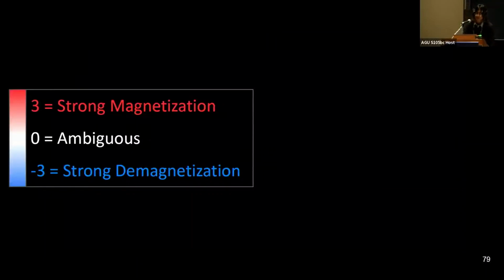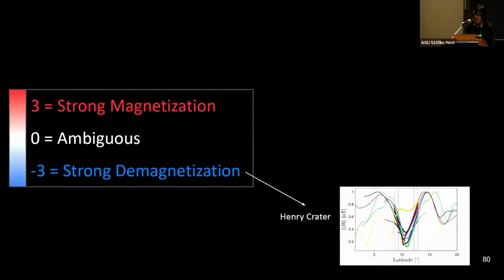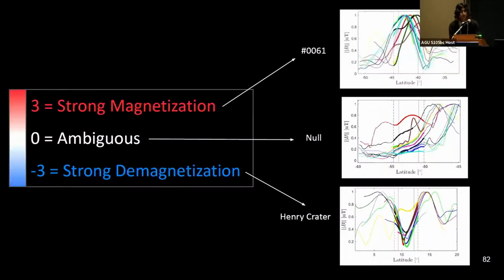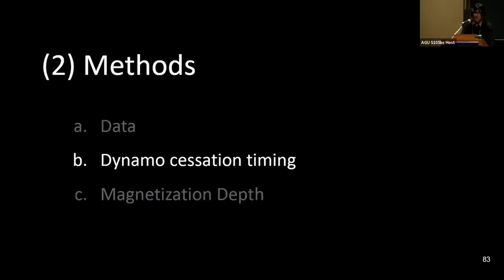So to quantify this, we came up with a subjective crater magnetization rating from -3 to +3, where something like Henry crater would fall into -3. The null result would be about 0. And another example I didn't show before, but strong remagnetization would go to a 3, with all the integers in between. So with this approach in mind, we could start coming up with an estimate for when the dynamo died.